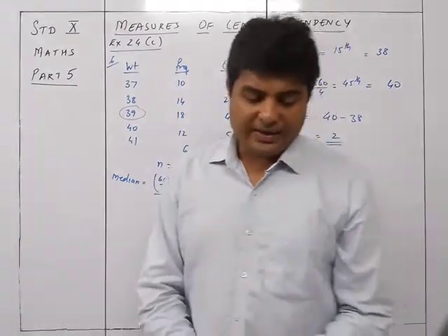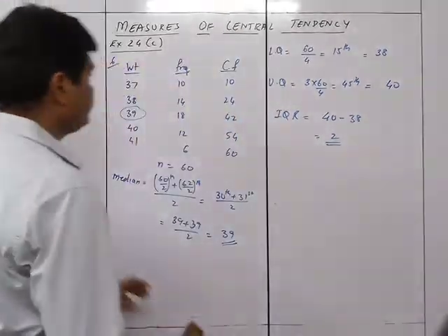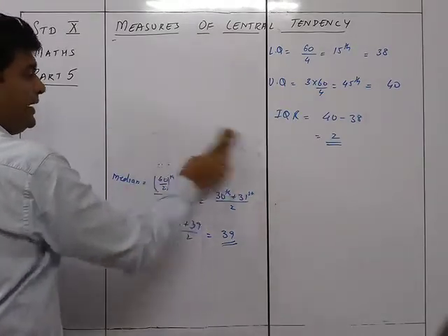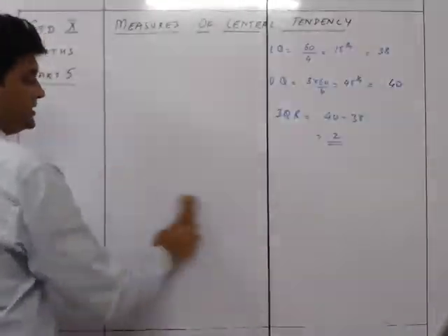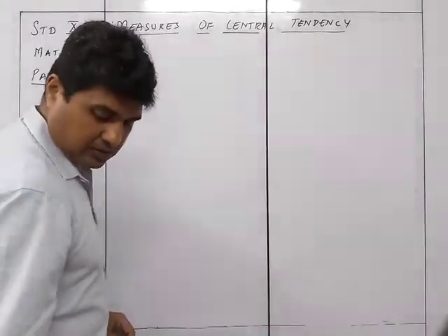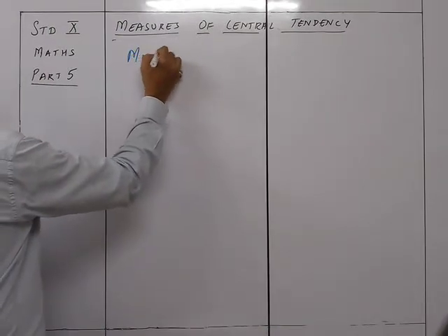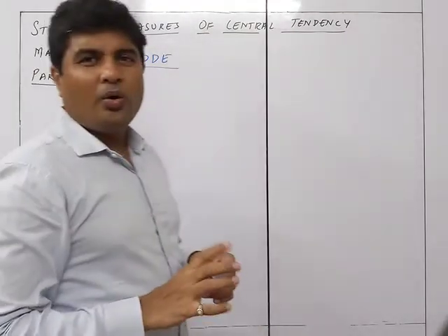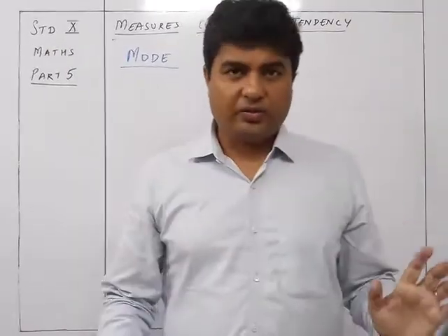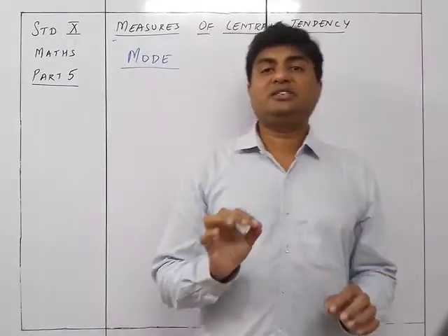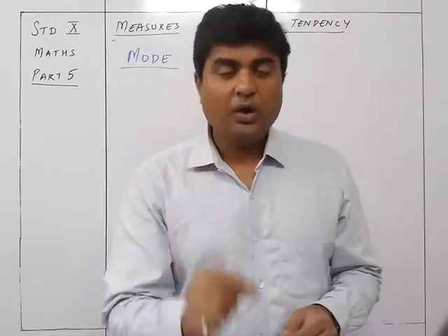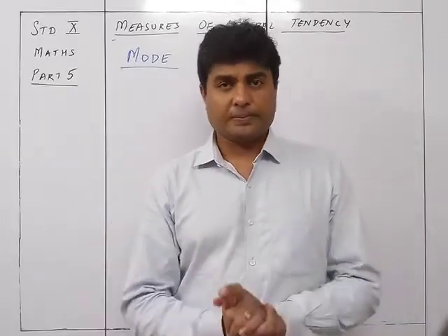Now let's see the next part of the chapter, and that is mode. We first learned the mean, then we learned the median, and now the final thing in this particular chapter is the mode. Mode is the easiest of all, absolutely very easy. Why? Because mode is just that particular class or value which has the maximum frequency.